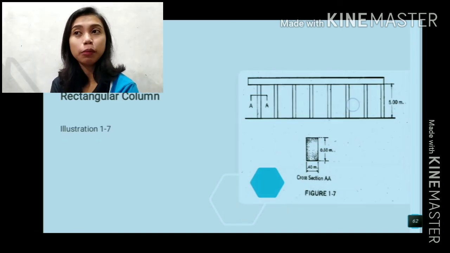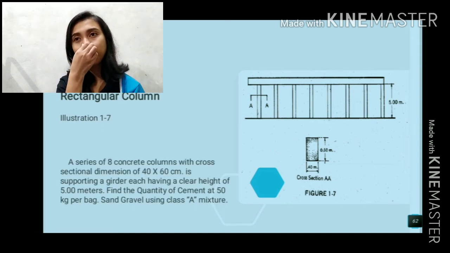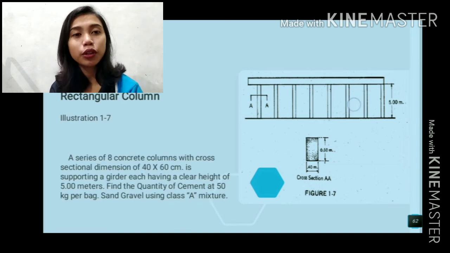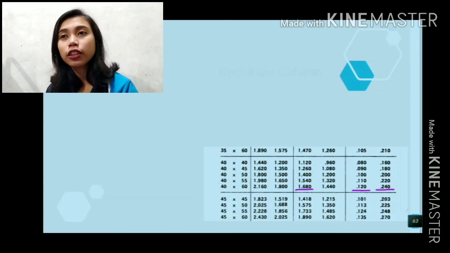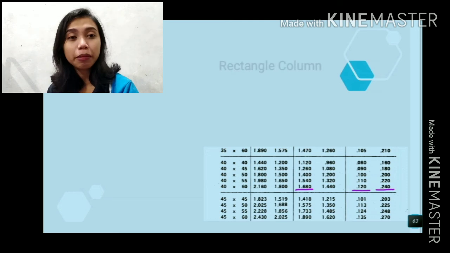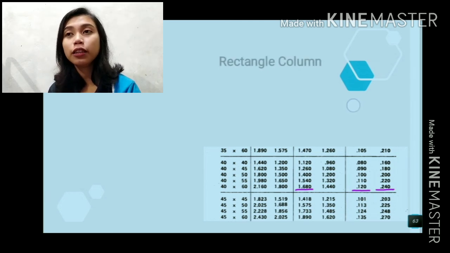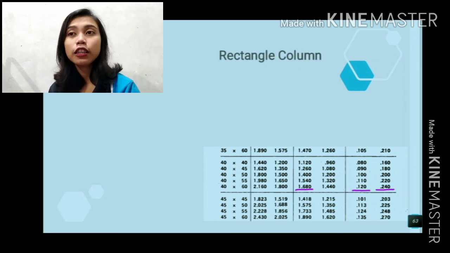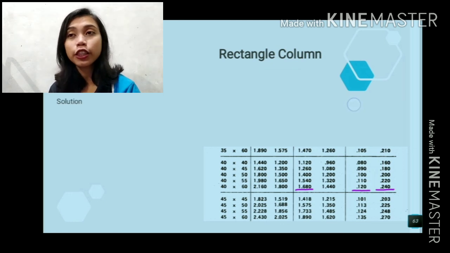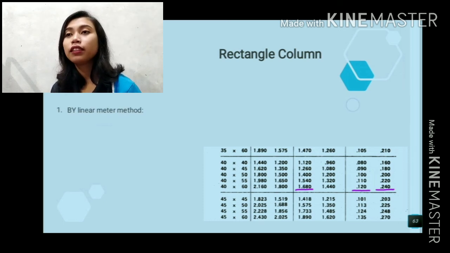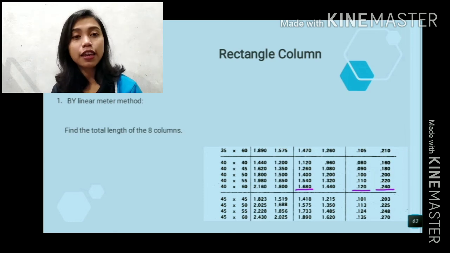Another example problem is for a rectangular column. So, in illustration 1 to 7, a series of 8 concrete columns with cross-sectional dimensions 40 by 60 centimeters is supporting a girder, each having a clear height of 5 meters. Find the quantity of cement at 50 kg per bag and sand and gravel using Class A mixture.